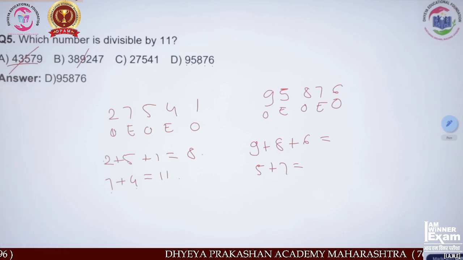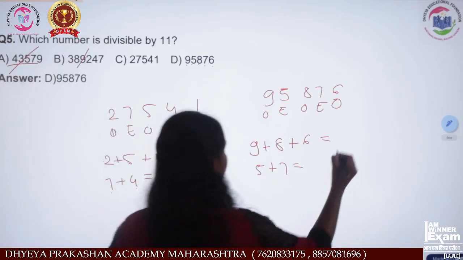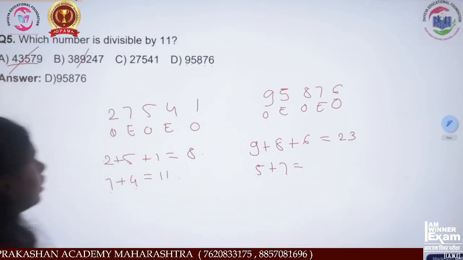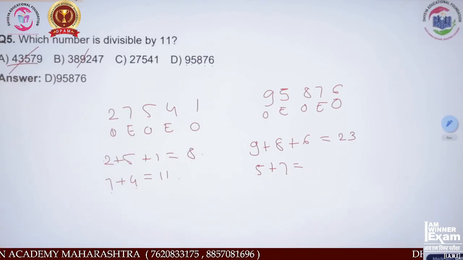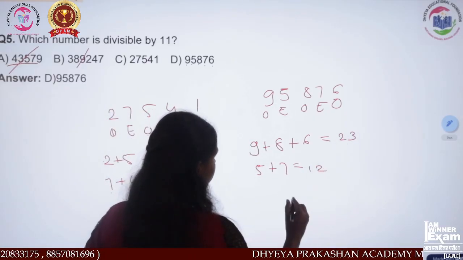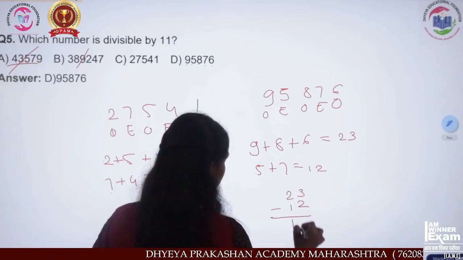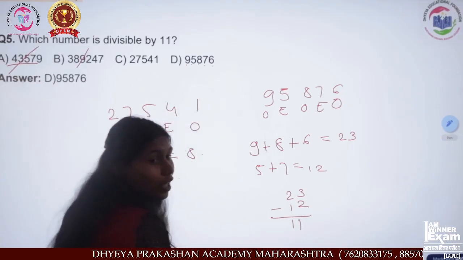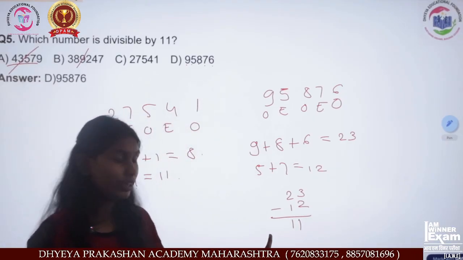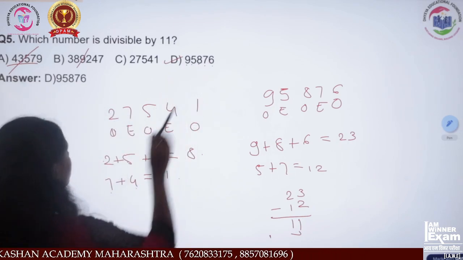Okay, so 9 plus 8 plus 6, you will get 23. But if you take 5 plus 7, you will get 12. Now just take the difference, 23 minus 12, then you will get 11, and then here also 11. Now here the remainder is not 0 but it is divisible by 11, right? So which will be your correct option? That is option number D.